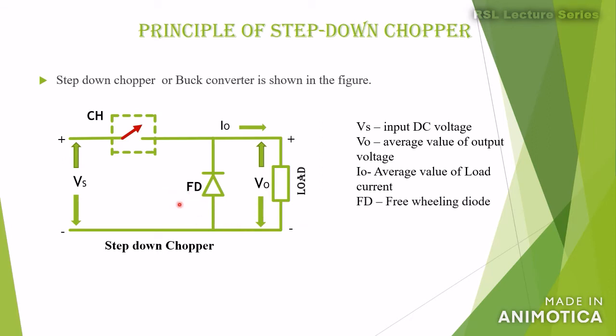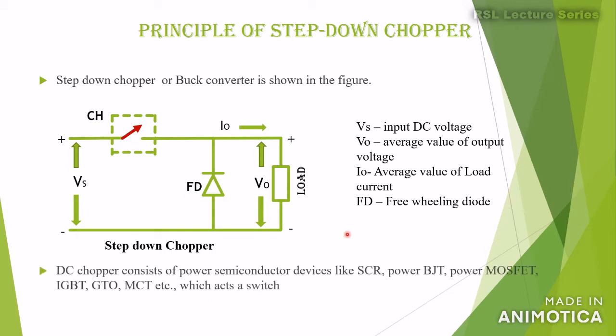Here CH is a semiconductor device. Any one of the semiconductor devices like SCR, power MOSFET, power BJT or IGBT, etc., can be used as a semiconductor switch.